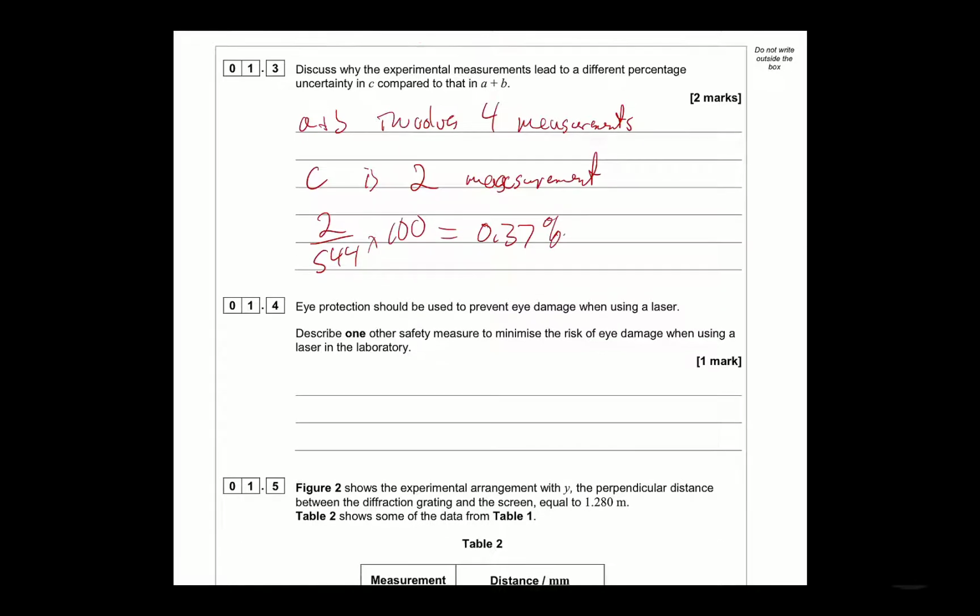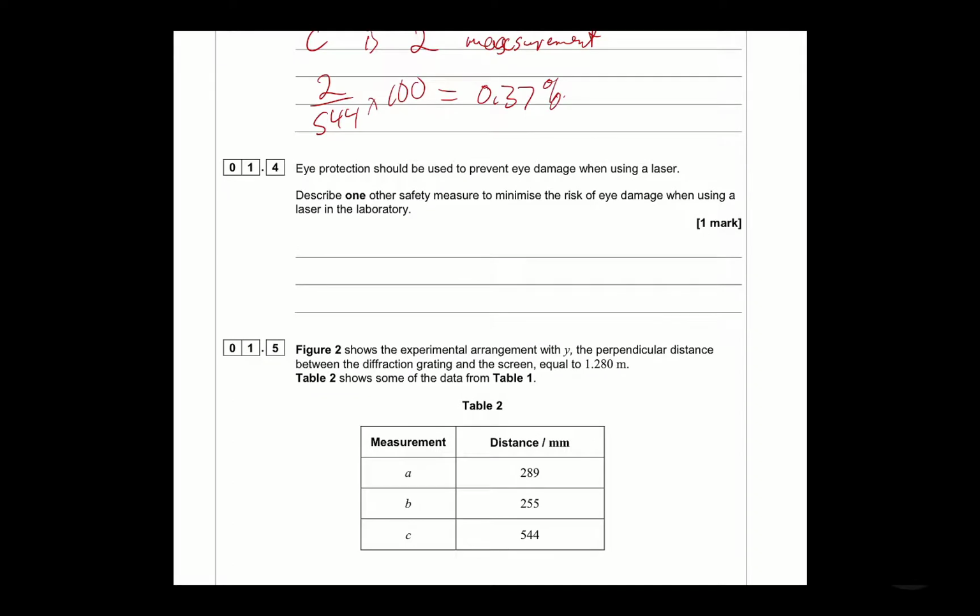So 1.4: eye protection should be used to prevent eye damage when using the laser. Describe one safety measure to minimize risk to eye damage when using the laser in the laboratory. Don't say eye protection, because it's already telling you eye protection. Read the question. It sounds dumb, but you could just say, don't aim the laser towards people. So always do your experiment so that you're behind the laser.